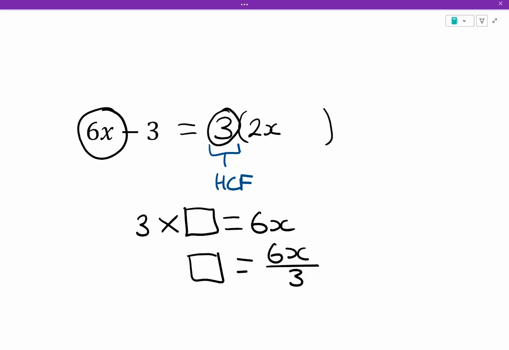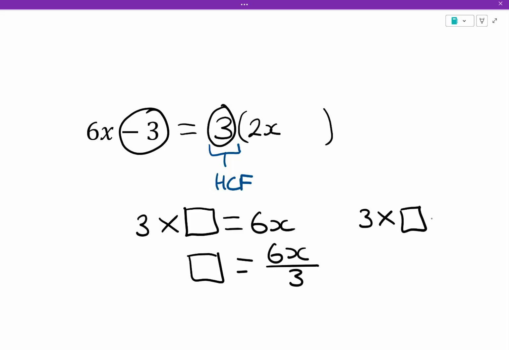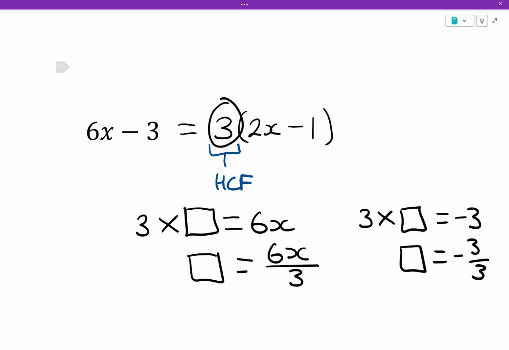Let's do the same with the negative 3. How do I get from my highest common factor 3 to negative 3 by multiplication? Essentially, 3 times something is equal to negative 3. If I divide by 3, my something would be negative 3 over 3, so it's going to come out as negative 1. So we end up with the same answer as before, but we're thinking about factorizing as division. Because if you're factoring out 3, essentially what you're doing is dividing every term in the expression by 3. Let's try and apply this to a slightly trickier scenario.